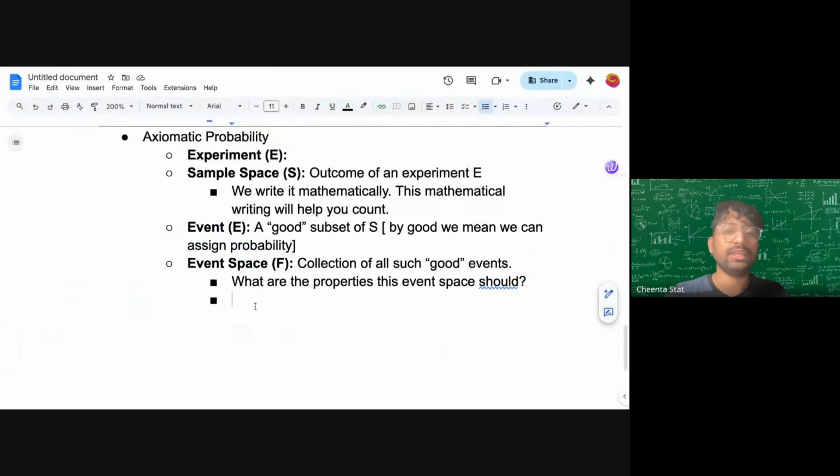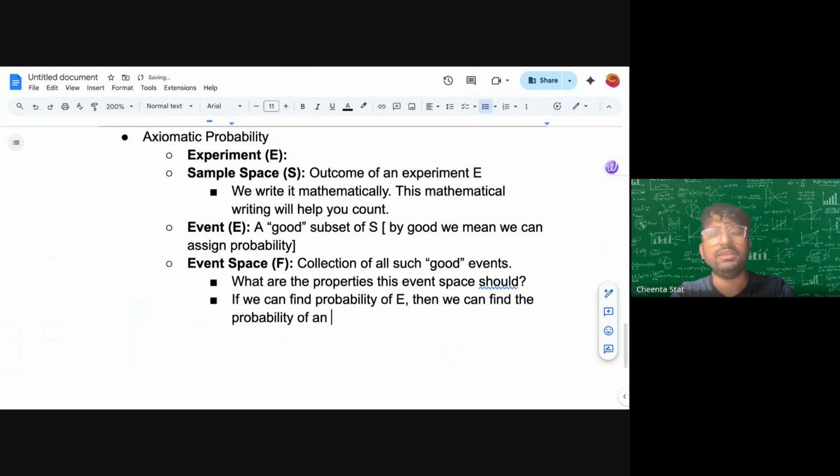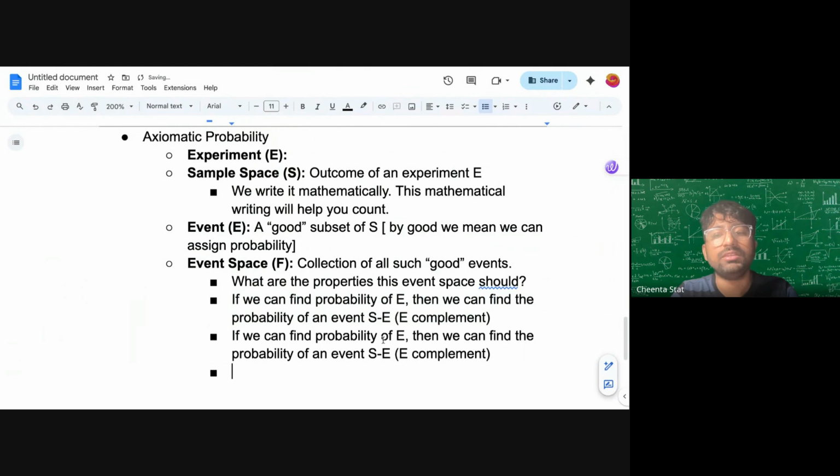So we are saying that if we can find the probability of an event E, we can find the probability of the event S minus E, or E complement. That's natural. We can say negation of that, right? And if we find the probability of events E1, E2, and so on, then we should be able to find the probability of E1 union E2 union and so on.